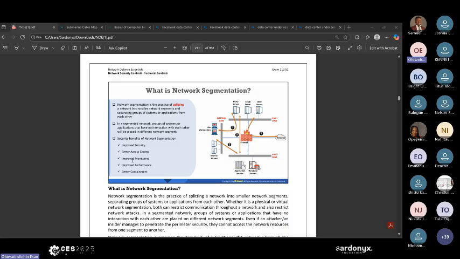So in a segmented network, groups of systems and applications that have no interaction with each other will be placed in a different network segment. And also you can create access control easily. For example, if I segment my network, I can decide that marketing and receptionists might not talk to each other. They might not be able to use a particular port, maybe FTP. I can decide that receptionists can only send SMS to the accounts department, and the accounts department might not be able to do anything to the reception department. So I can create access control based on segmentation.